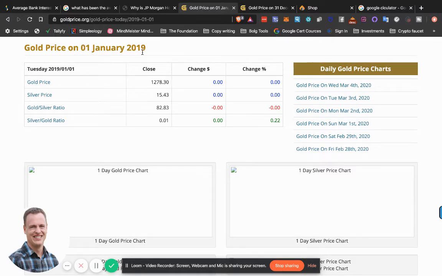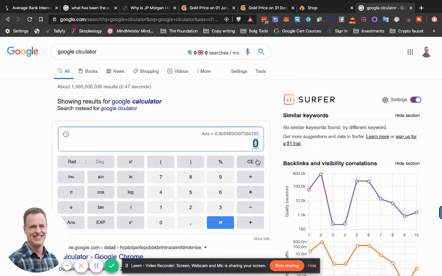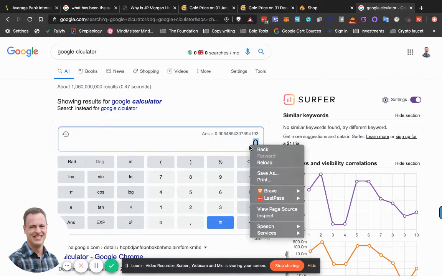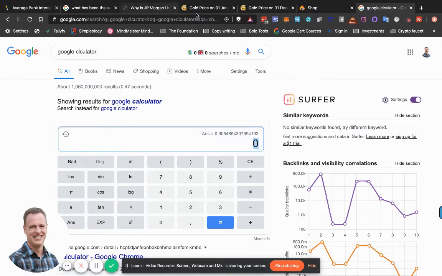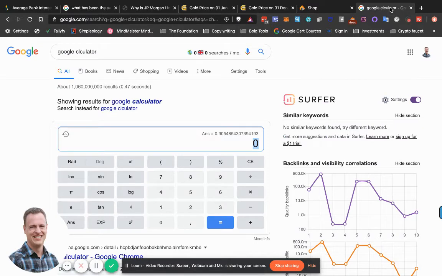Gold price on January 1st, 2019 was 1200. Oh, I don't know if I can actually copy this. I'm not used to using Google calculators, so you guys are gonna have to give me a second here, okay? No, I can't copy it. Okay, we're gonna have to type it in, so hold on one second. 1278.30. So let's say we bought 1 ounce of gold. That's how much per ounce for the year. So we bought it at 1278.30, and it was a single ounce.